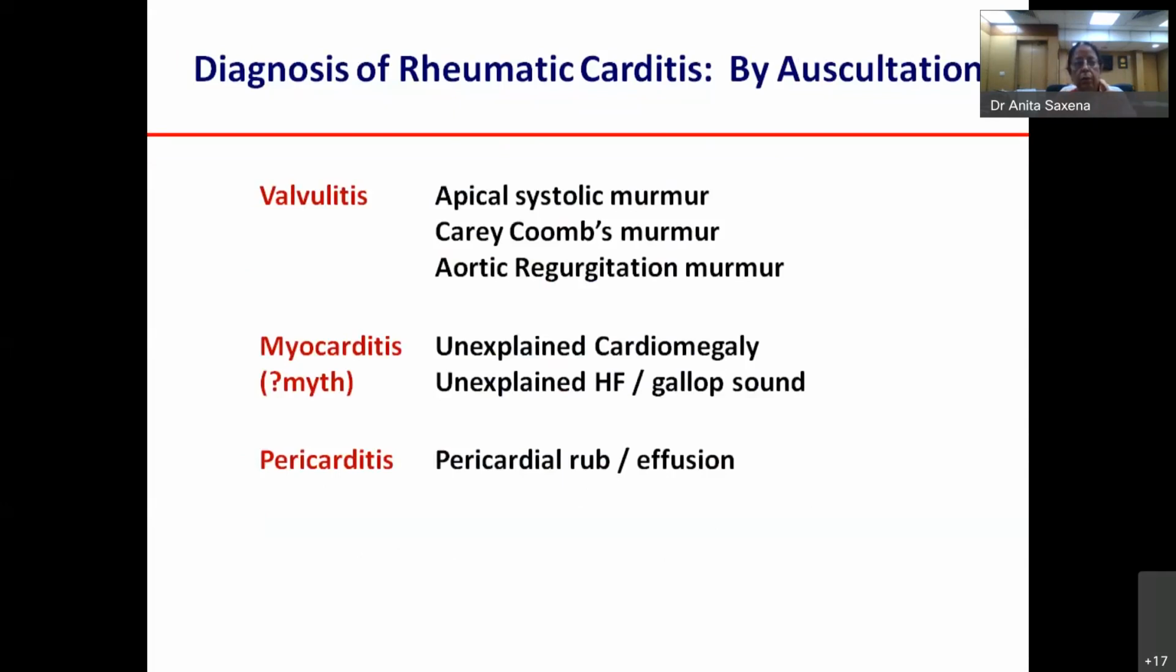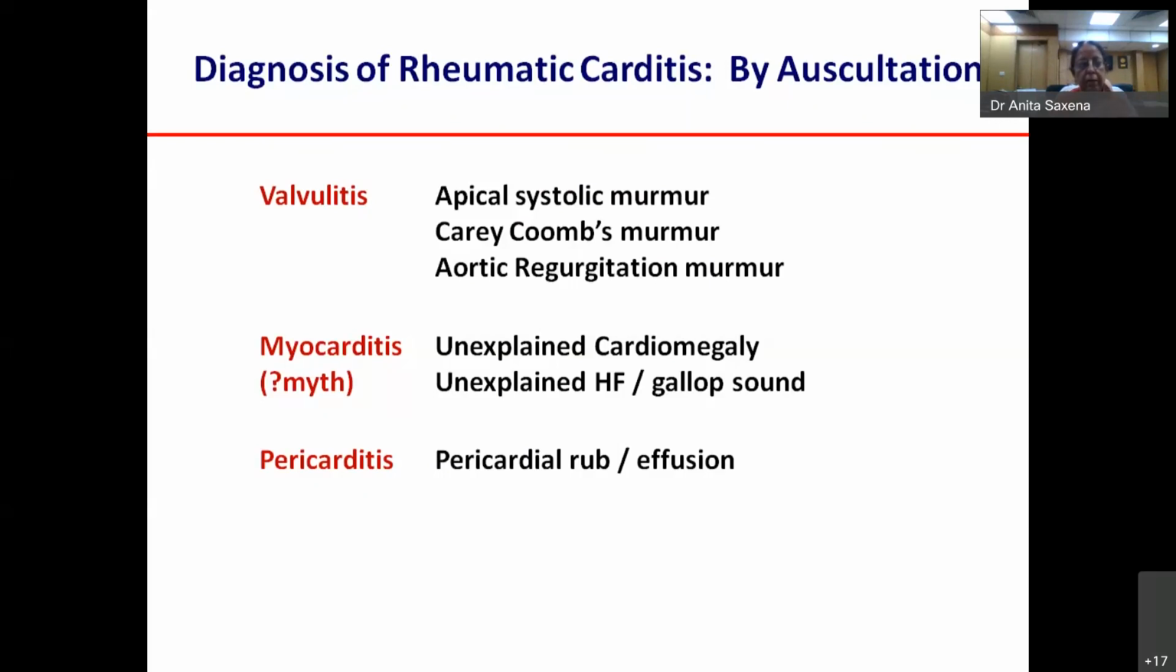It is generally said that rheumatic carditis is a pancarditis, so you are likely to get features of myocarditis. A lot of data has shown that there is actually no myocarditis element to it. And there is proof that if you operate on very sick patients who are in failure, they do well. And if myocarditis was there, they would not have done so well. So myocarditis is more like a myth, I would say.